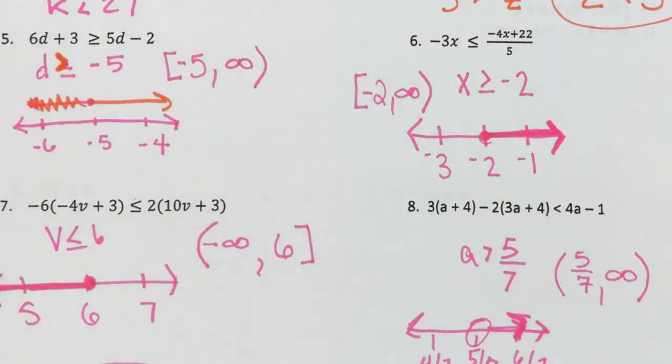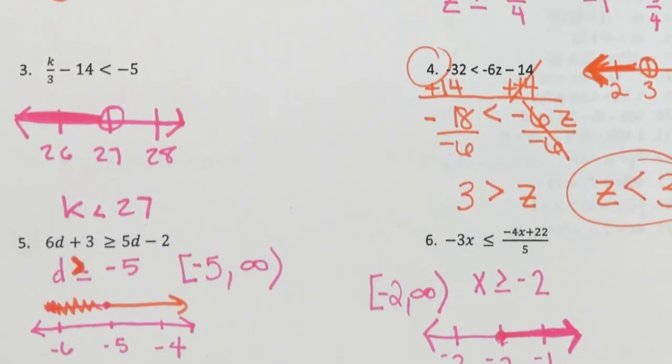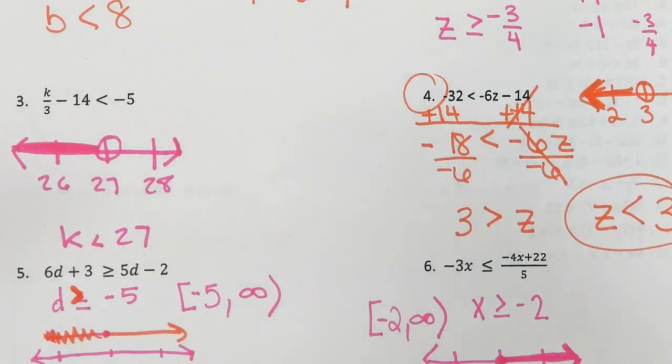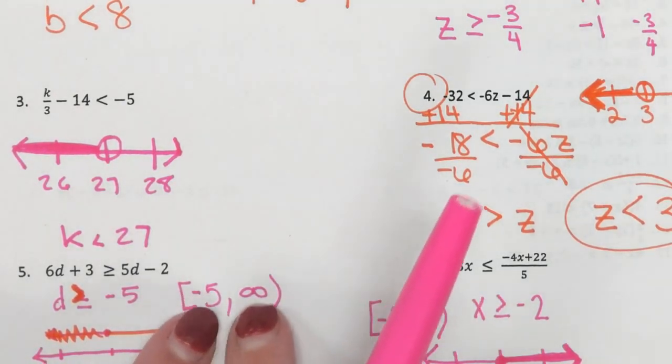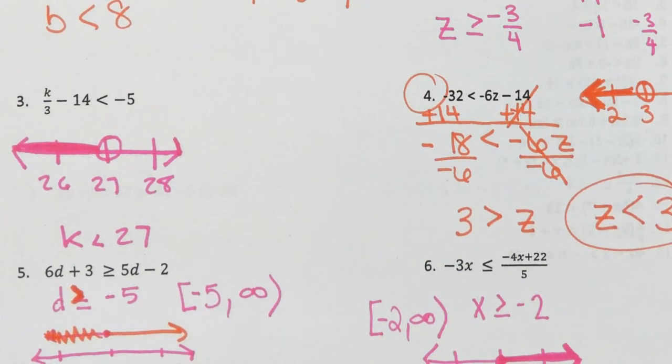Here we go. Your homework tonight is to do 1, 2, 3, and 4 with the notation, okay? Like what you just did. This notation right here. Because we already solved them and graphed them.